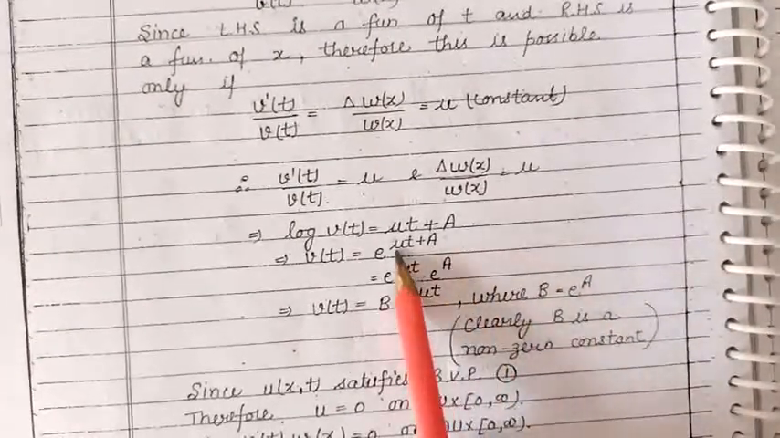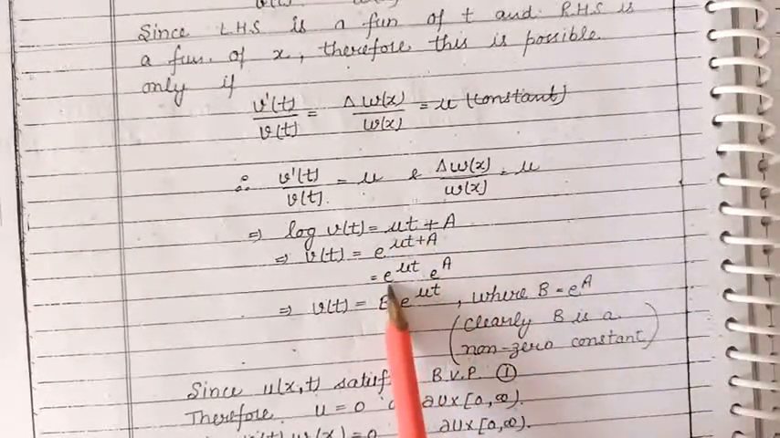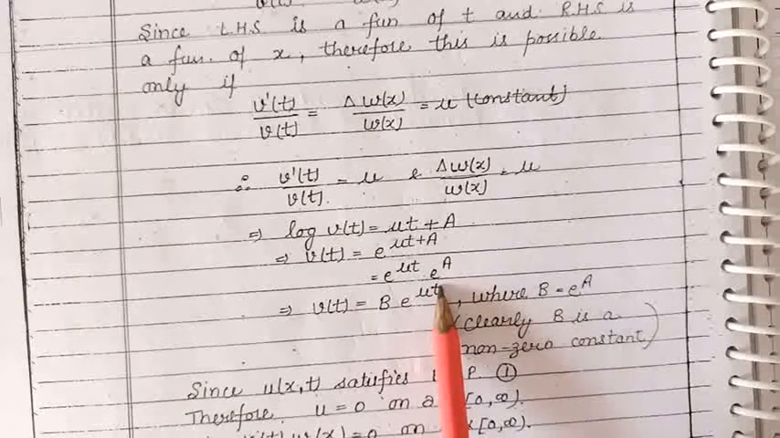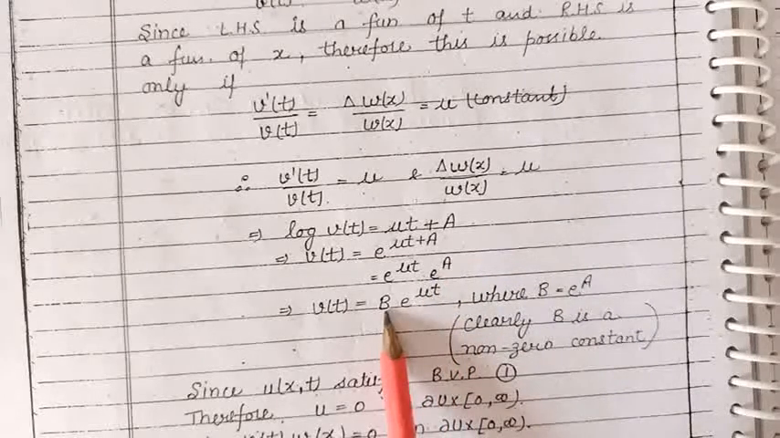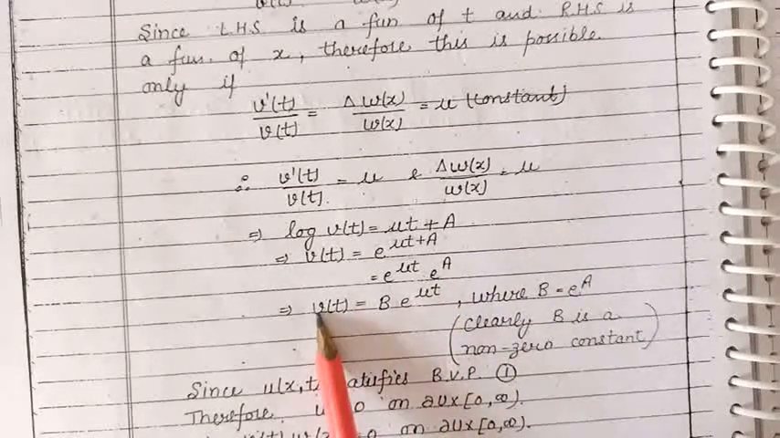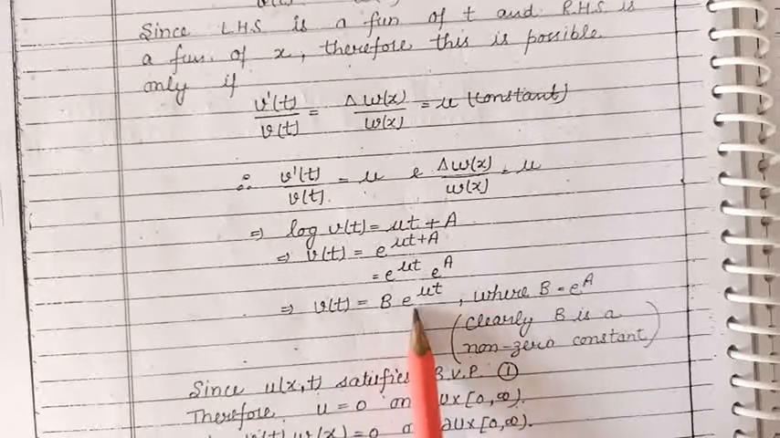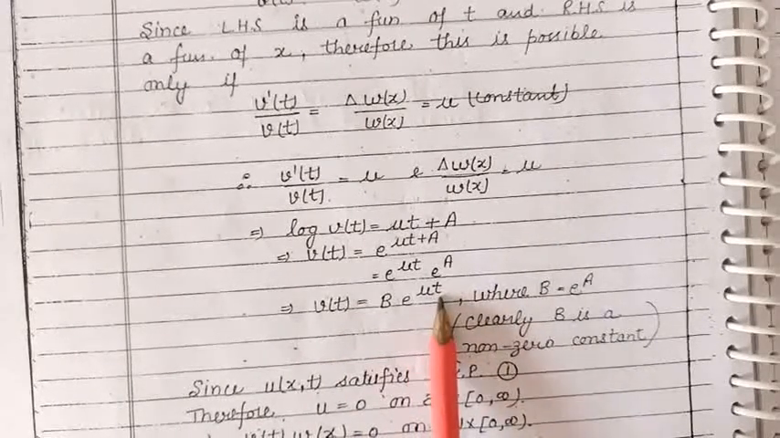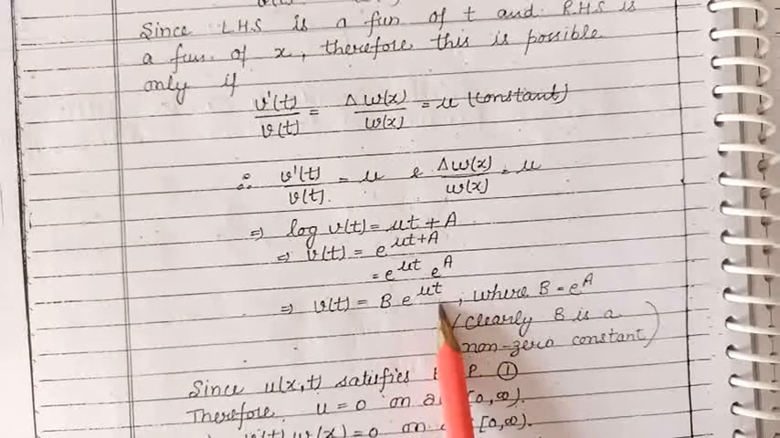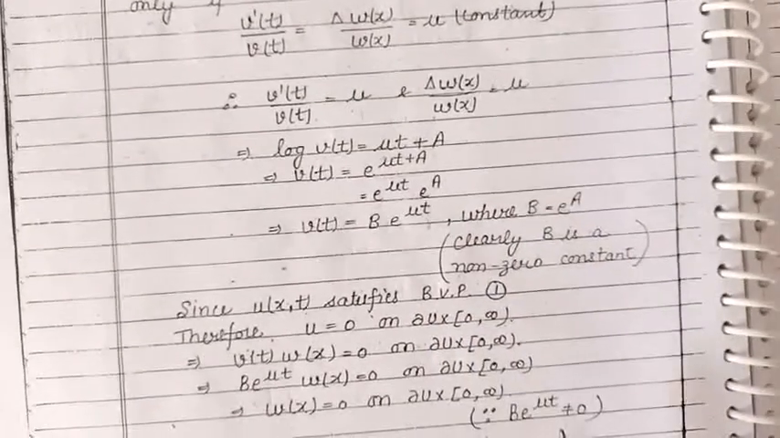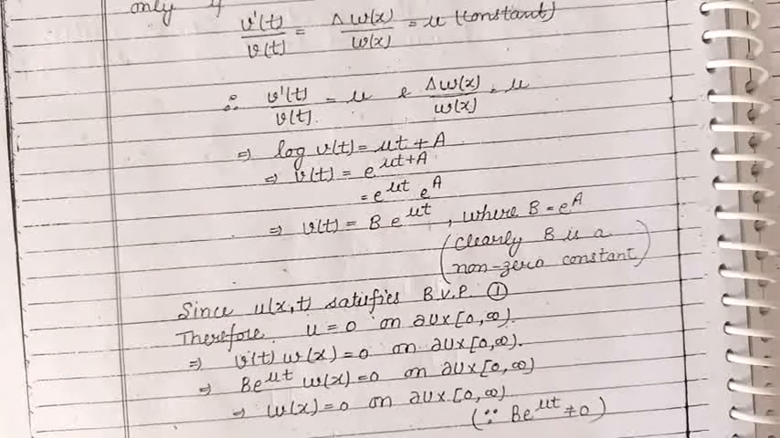Now we can write this term as e raised to the power mu t into e raised to the power a. Let us denote e raised to the power a by b. So we get the value of v as a function of t, which is given by b into e raised to the power mu t. Now let us use the boundary conditions which are given in the problem.